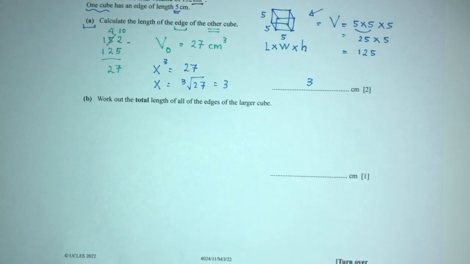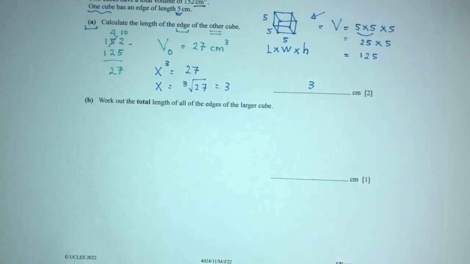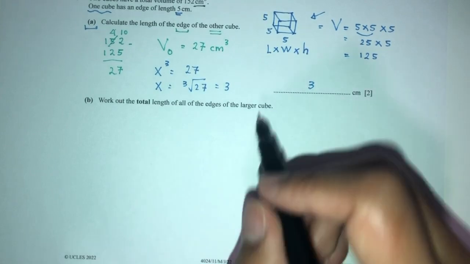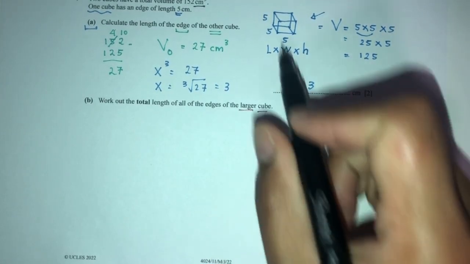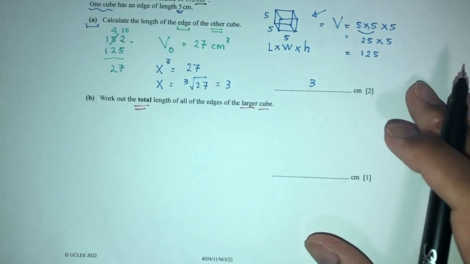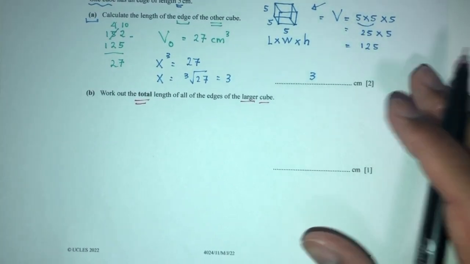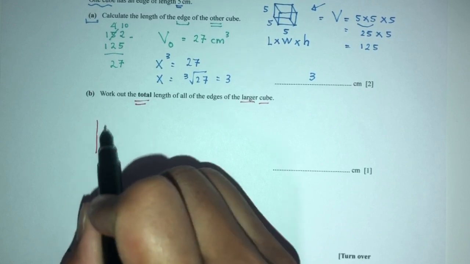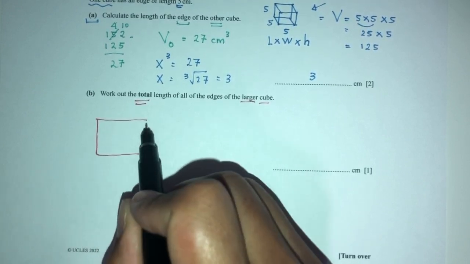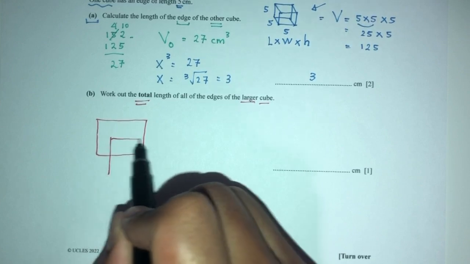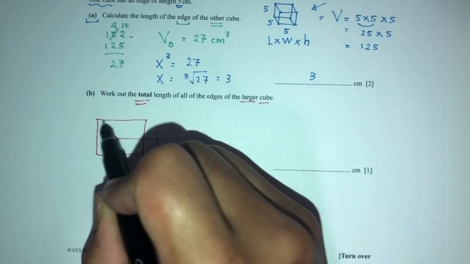Now for part B, work out the total length of all the edges in the larger cube. So larger cube, as we have seen over here, this question is not tough. It is just we have to observe properly before solving this. So let's draw this here. This is the larger cube. We just have to count carefully.